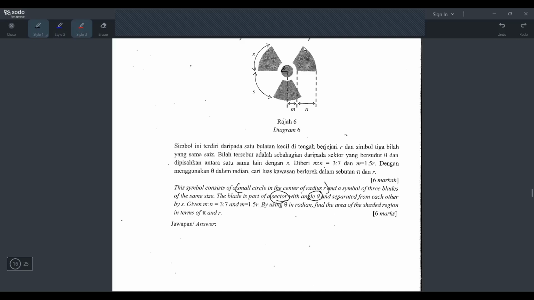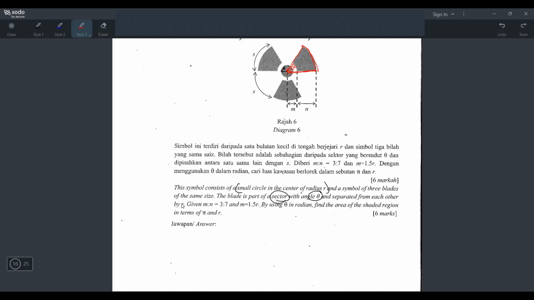Okay, let's use the red pen. So this blade is actually part of a sector. We can say that this is the center. And yeah, this is a sector. Sector is a shape that looks like this, where it has two radii and one arc. So the blade is part of a sector with angle theta. So this angle is theta, right? And separated from each other by S. What does this mean? Separated from each other by S. Okay, what is S?